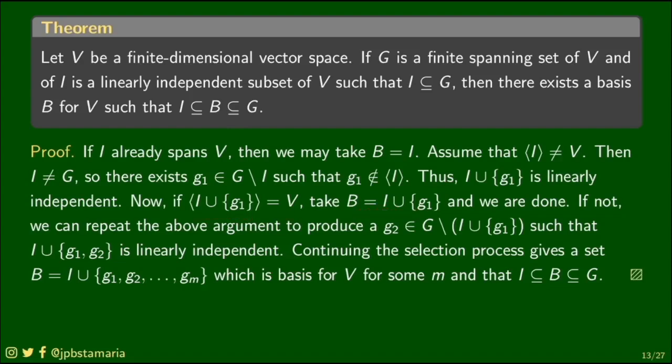If not, we can repeat the above argument, so you can produce another G2. So you just put more vectors into I coming from G, but you have to be careful: every time you put another vector into I, you have to make sure that what results is an independent set. You can continue this process until you get a basis for V. And this M will actually exist because G is a finite spanning set.